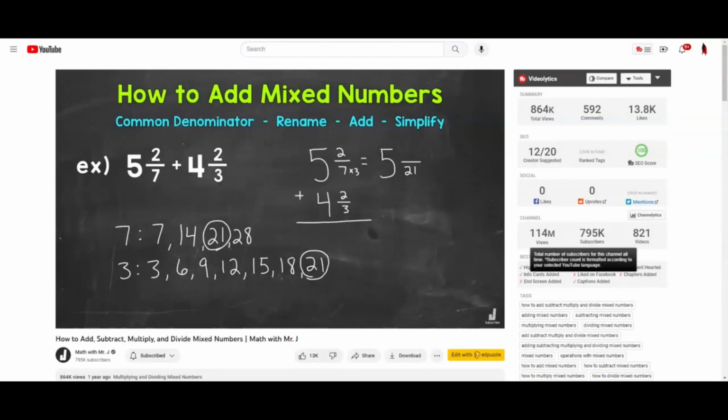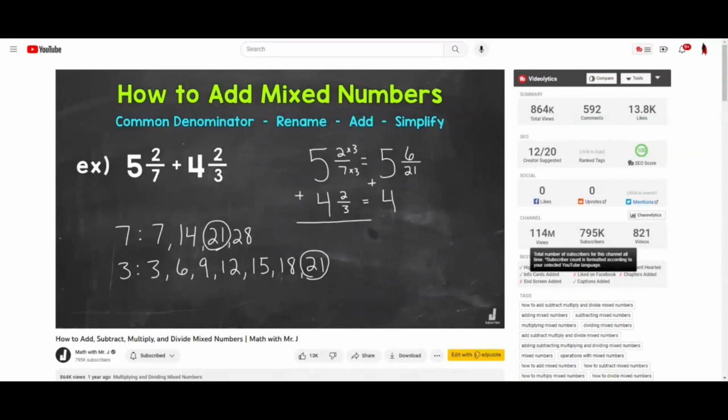Whatever we do to the bottom, we must do to the top in order to keep this equivalent. 2 times 3 is 6. So 6/21 is equivalent to 2/7. We're not changing the value of the problem at all. These are equivalent fractions. We're just renaming using that common denominator. Let's bring the addition sign over, and then we need to do 4 2/3.